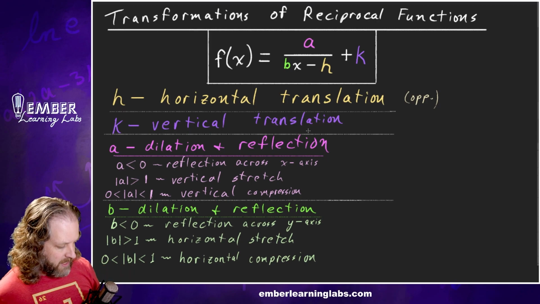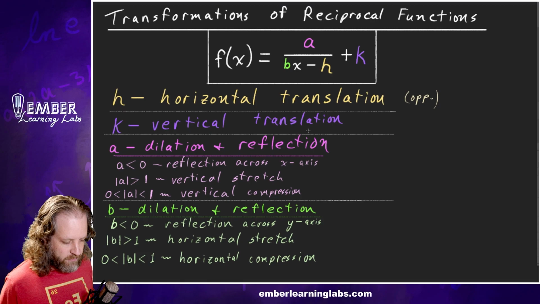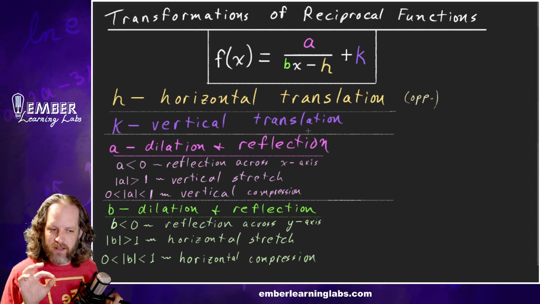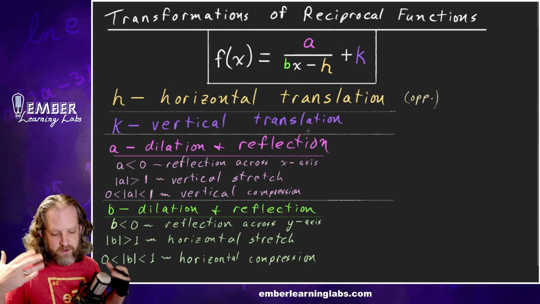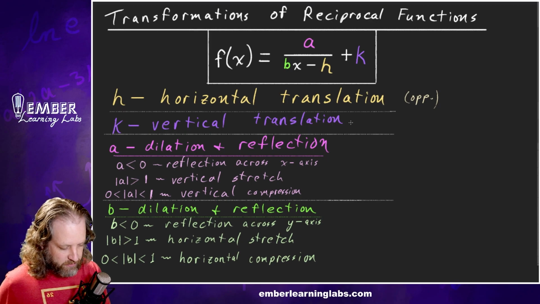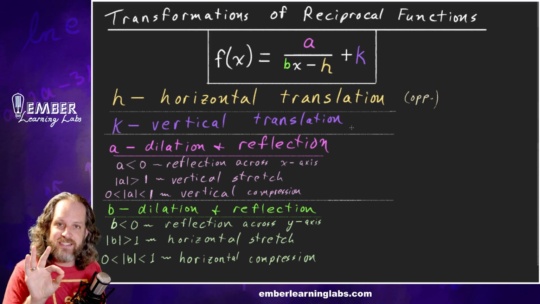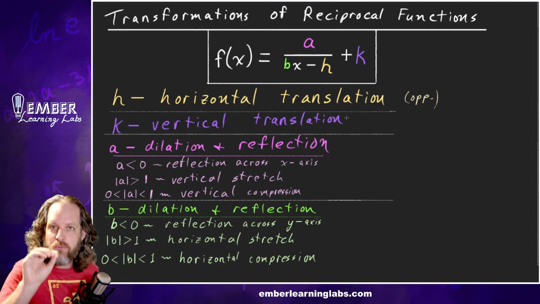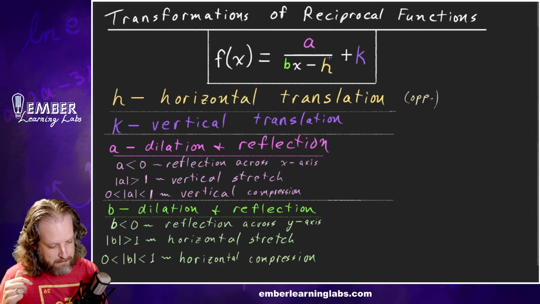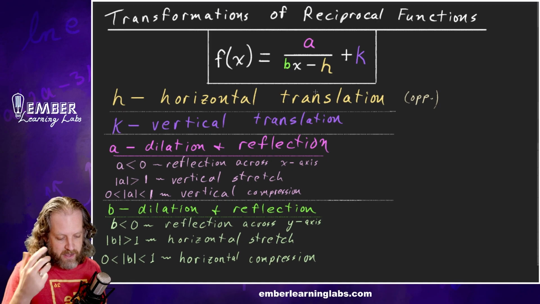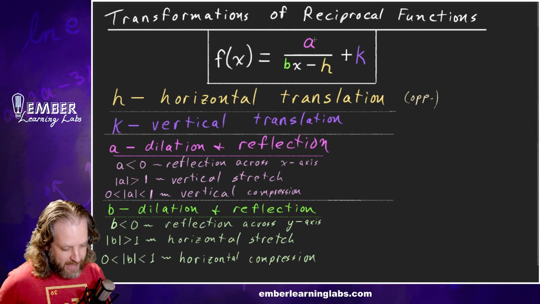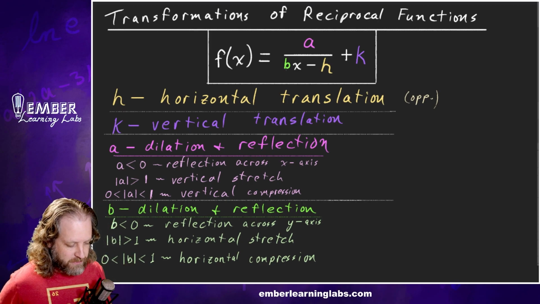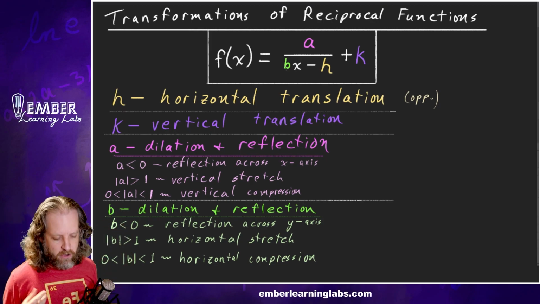When we do translations, it's nice to have a reference point of what moves, like on a parabola, the vertex moves up and to the right or whatever. So I like to think about where the center of the asymptote moves. If it's a +2 out here, then that asymptote moves up, right? And if it's a -2 over here, then that asymptote moves to the right. So the A and the B, for multiplying numbers, are going to be our dilation and our reflection and all of those things.